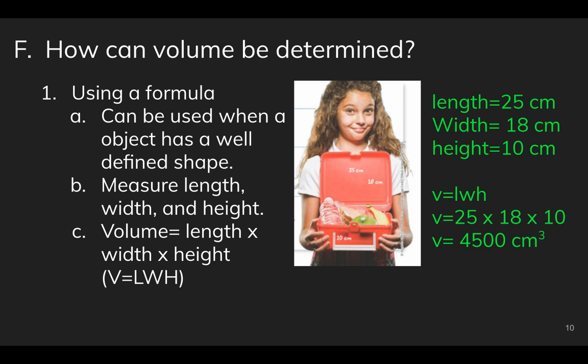So the example that we have here, her lunchbox, if we wanted to know the volume of her lunchbox, the length is 25 centimeters, the width is 18 centimeters, and the height is 10 centimeters. So all we do is multiply those three numbers together, 25 times 18 times 10. And the volume of her lunchbox is 4,500 centimeters cubed.